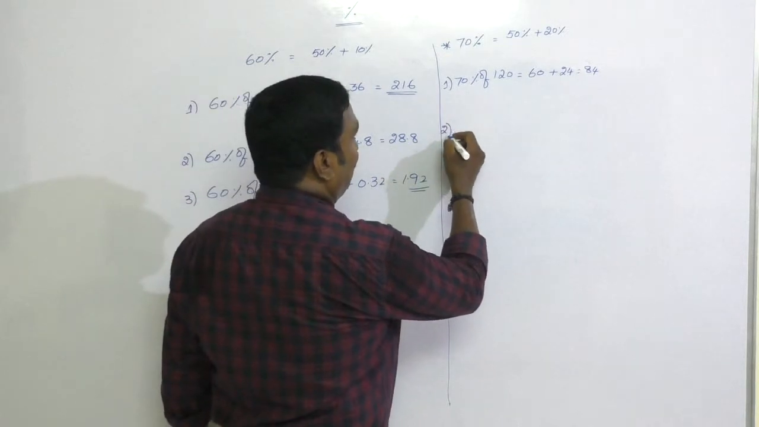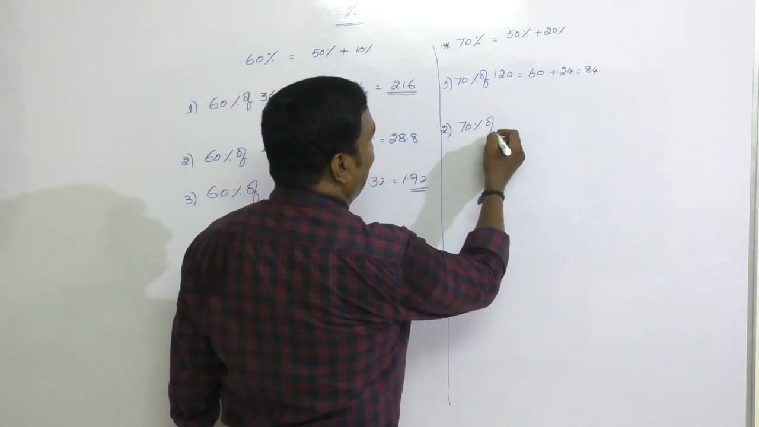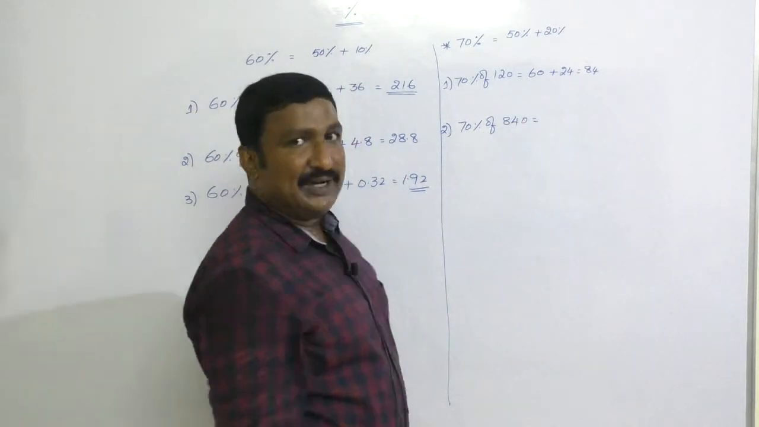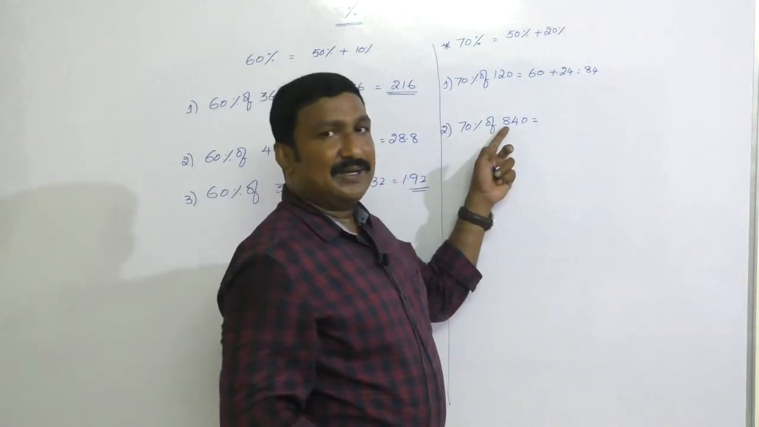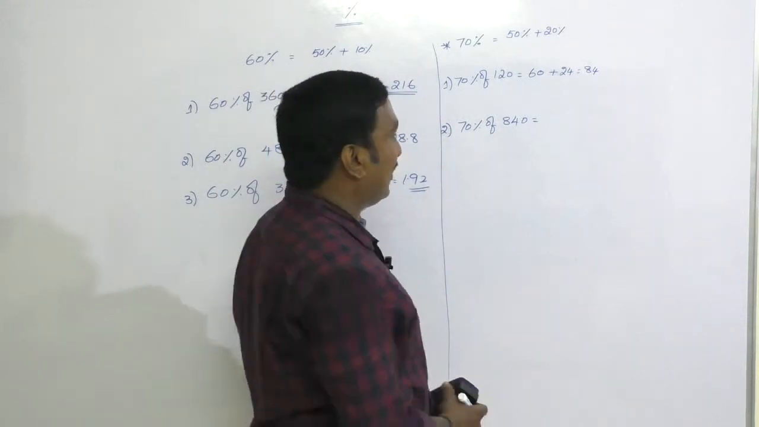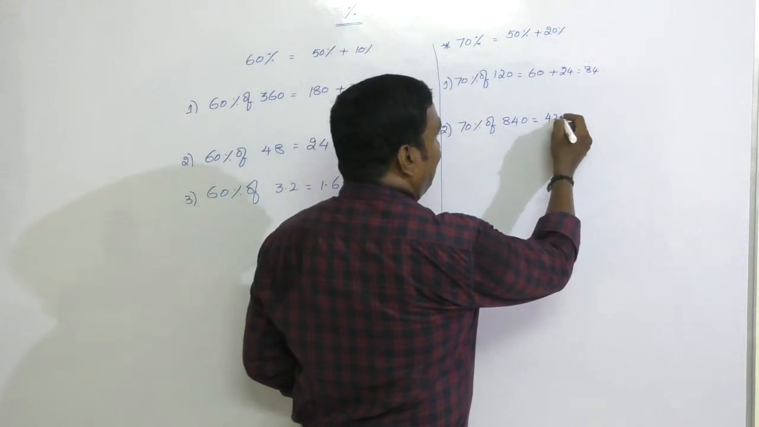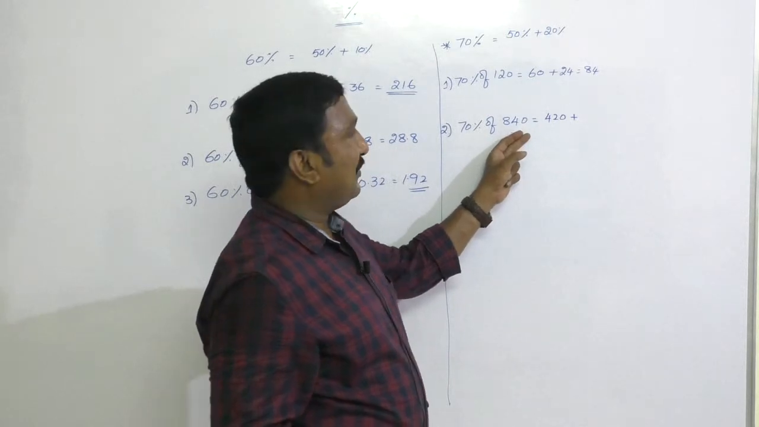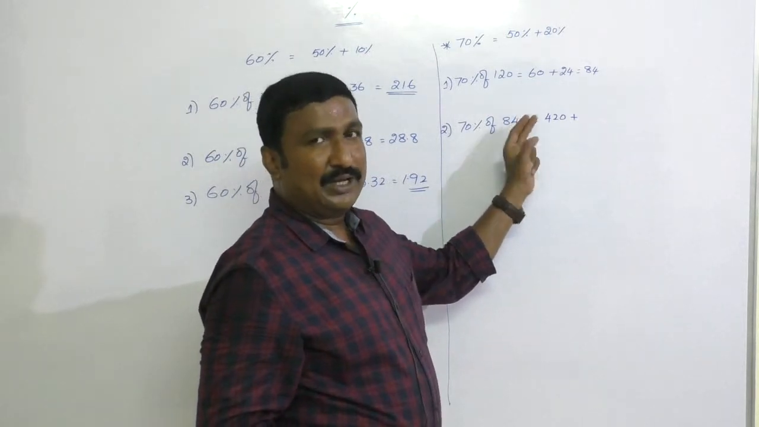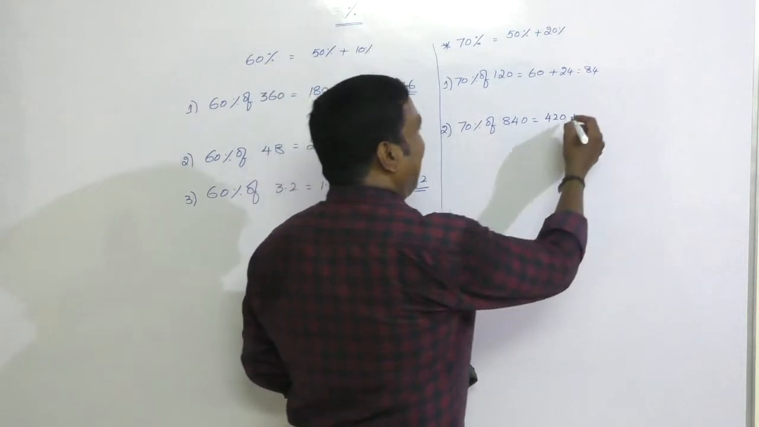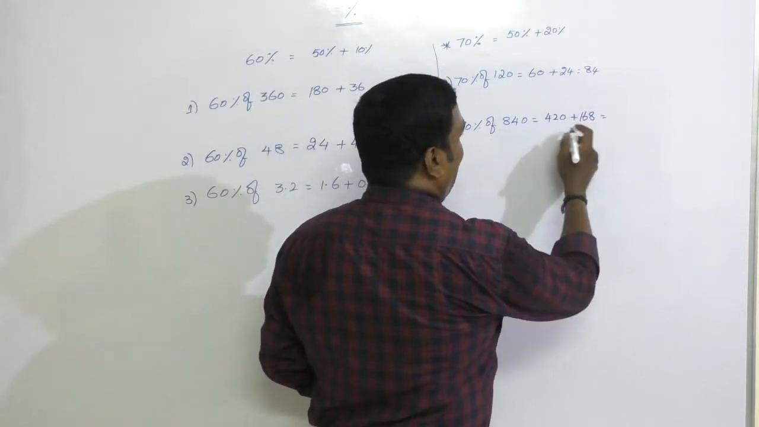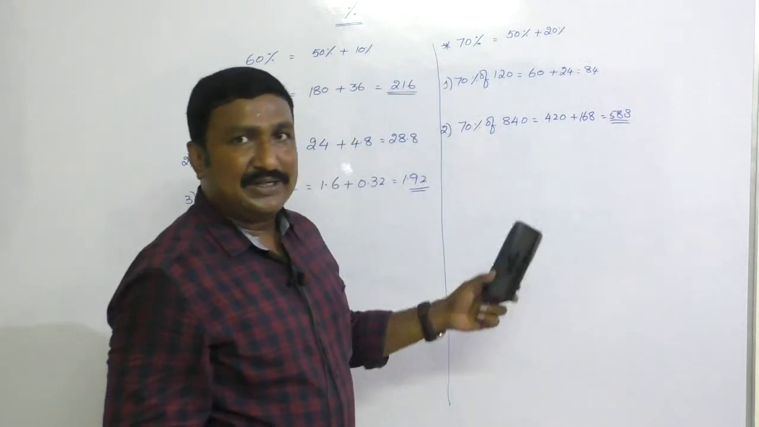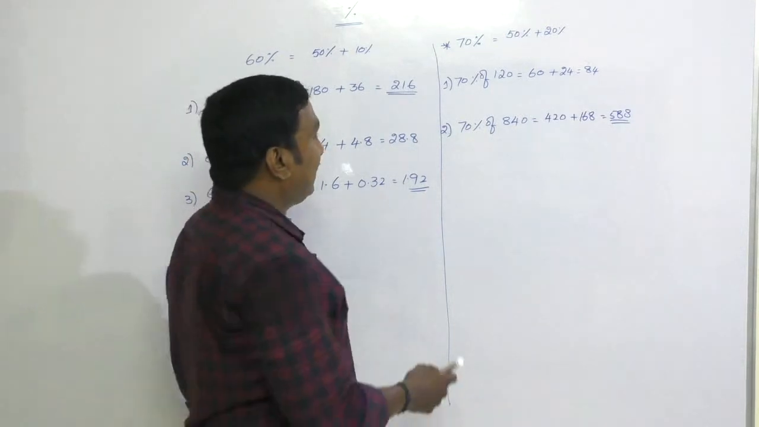So for example, 70% of 840. So what is the 70% of 840? So first, half, the 50%. 50% is nothing but how much will it come? 420 plus 20% of this number. 20% of this number is nothing but 10% is equal to 84. 2 times of 84 is nothing but 168, so 420 plus 168 is equal to how much will it come? 588. Okay now friends, so like that 70% you can calculate.